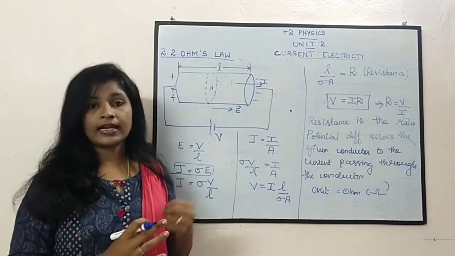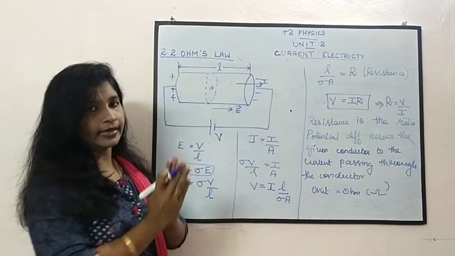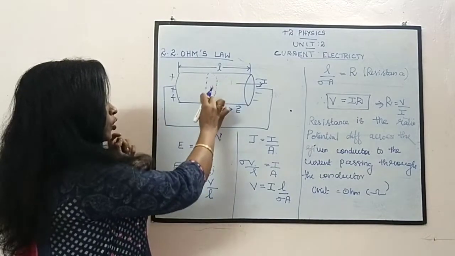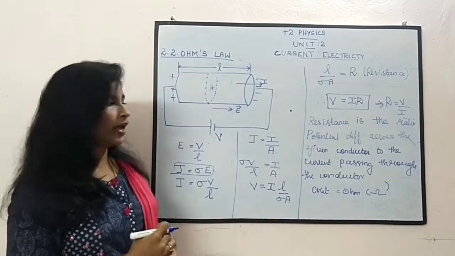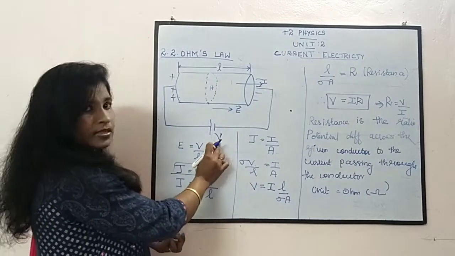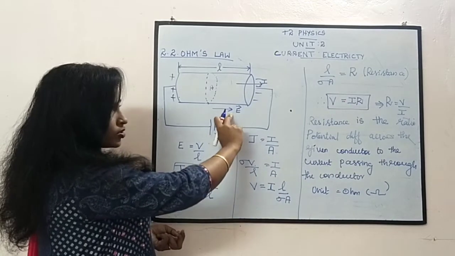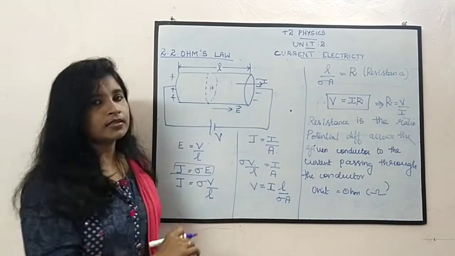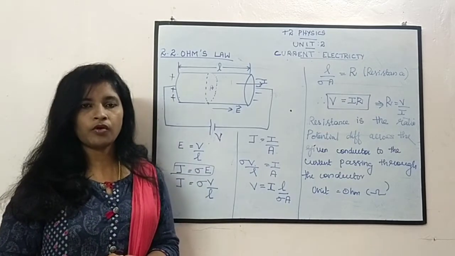For our analysis, let us take a conductor like this, which has an area of cross section A and length L. We are supplying a potential difference of V using a battery. The electric field is generated, and because of this electric field, a current is generated. Shall we derive the macroscopic form of Ohm's law?